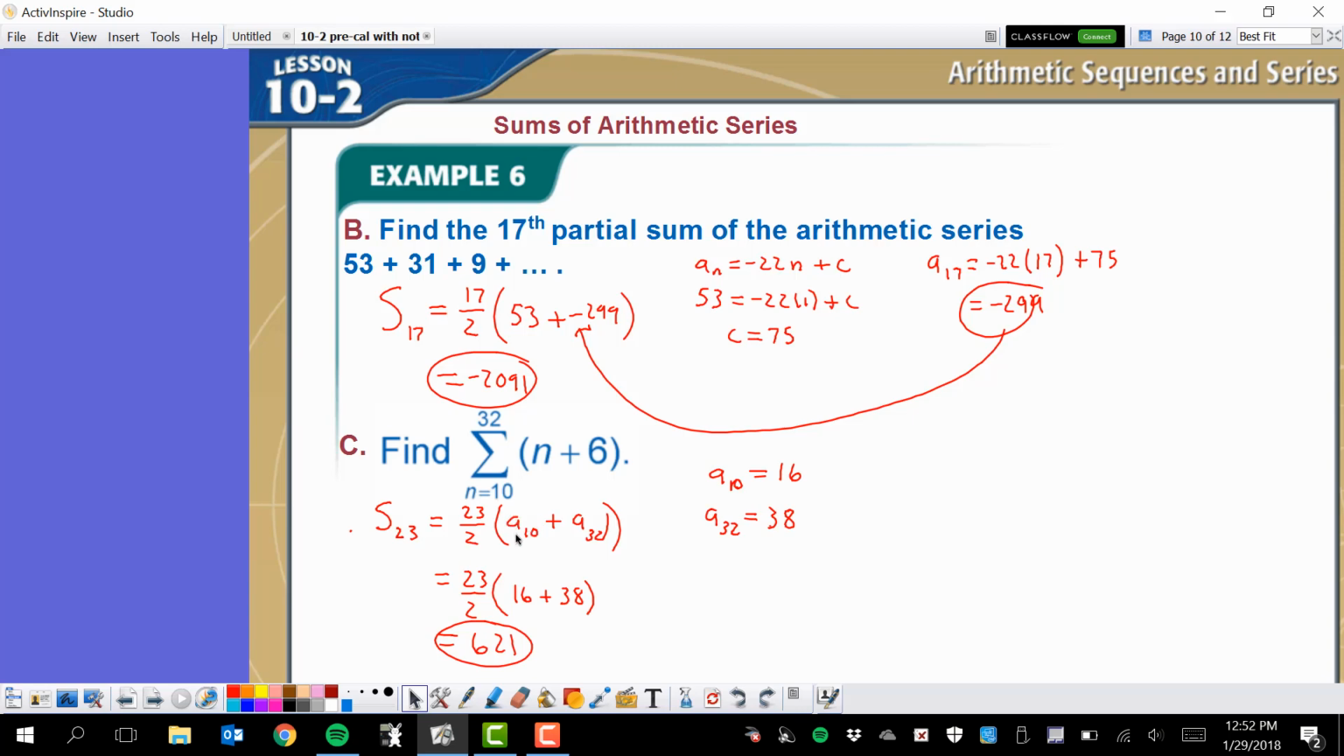A of 10, that's another thing that you might have made a mistake on. We're not talking about A1, we're talking about A10 because that's where we're starting. So for A10, I plug 10 in for n. 10 plus 6 gives me 16. A of 32 is where I'm ending, so I plug 32 in for n, and I add 6 to get 38. We just plug and chug that in our calculator or by hand or mentally, and you get 621.